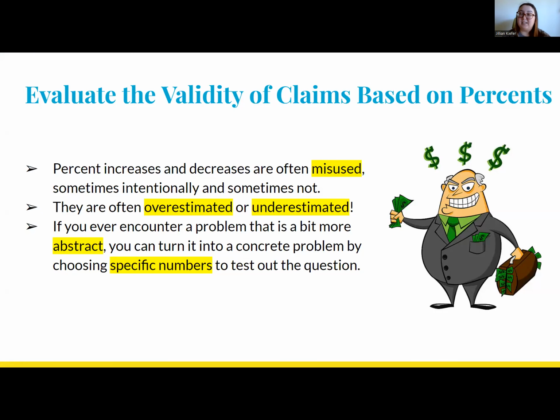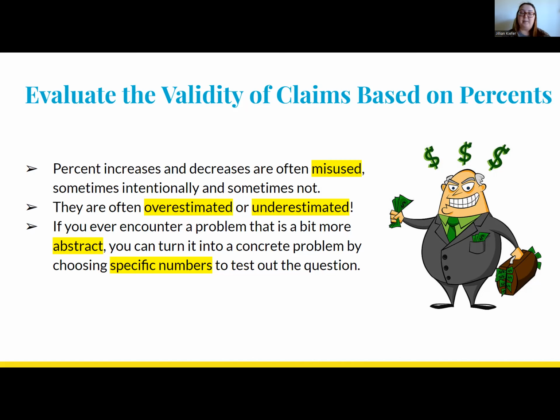So now we can evaluate the validity of claims based on percents. We've seen a lot on how to calculate percentages. Now we can look at how they're very commonly misused. Percent increases and decreases are very often misused, sometimes intentionally and sometimes not. They're often overestimated or underestimated. By making a blanket statement, if somebody doesn't truly understand how percents work, maybe they say it on purpose because they know they'll get your attention better, but there's a catch. Or maybe they really just don't know.